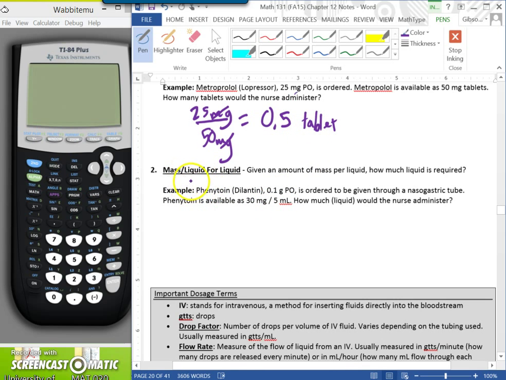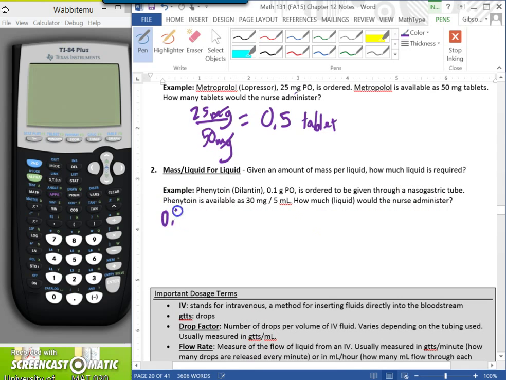Okay, number 2. We have the mass and liquid for liquid. Given an amount of mass per liquid, how much liquid is required? Example. Well, I'll just say this. Some of these words I'm not even going to try and pronounce. Just say you see it on the screen, you can read it. So I'm just say this P word and this D word here is 0.1 grams. I'm assuming this PO is per order. Is ordered to be given through a nasogastric tube. P is available as 30 milligrams per 5 milliliters. How much liquid would the nurse administer?